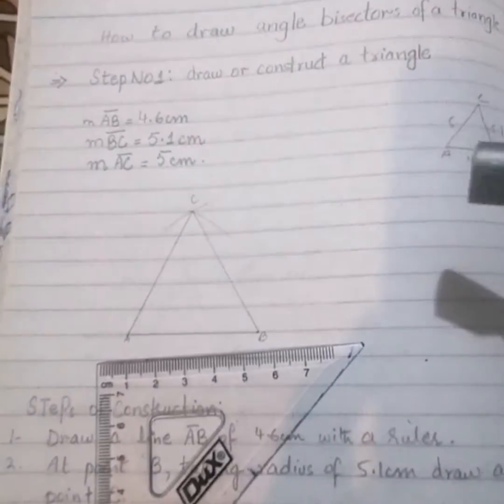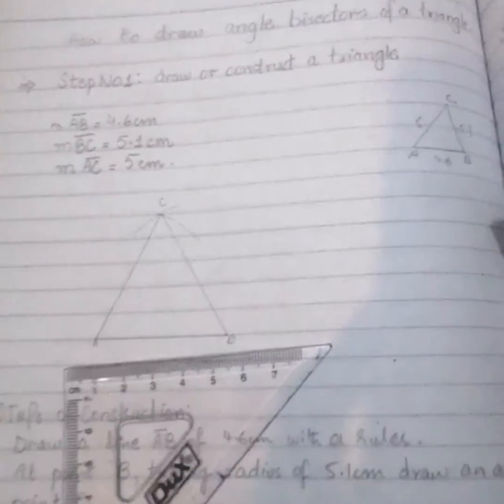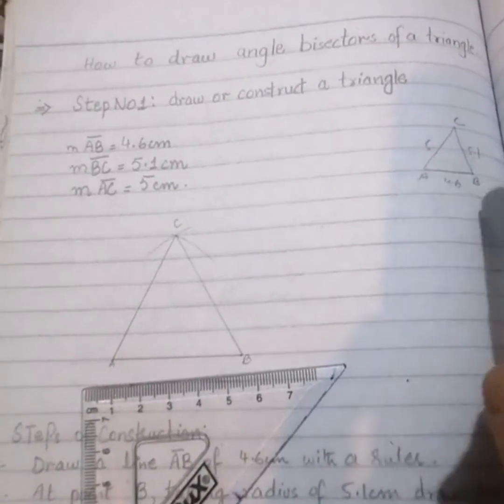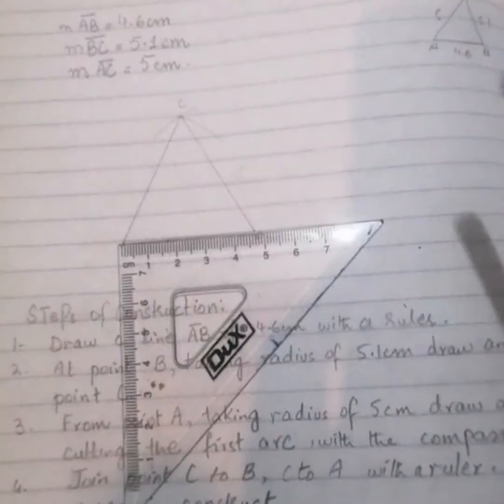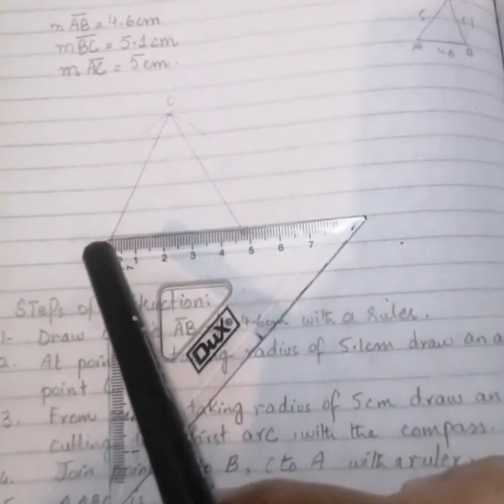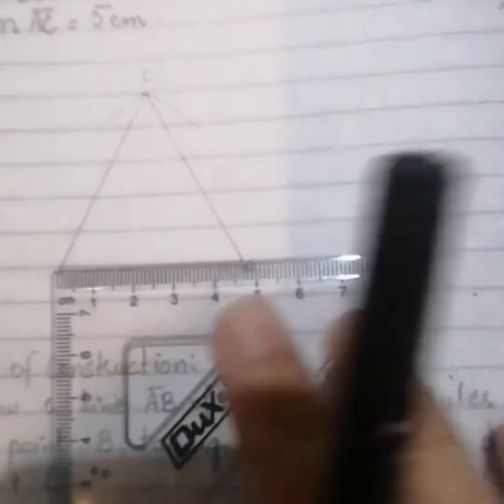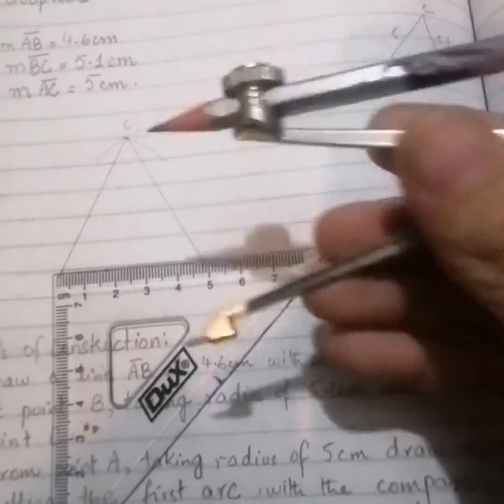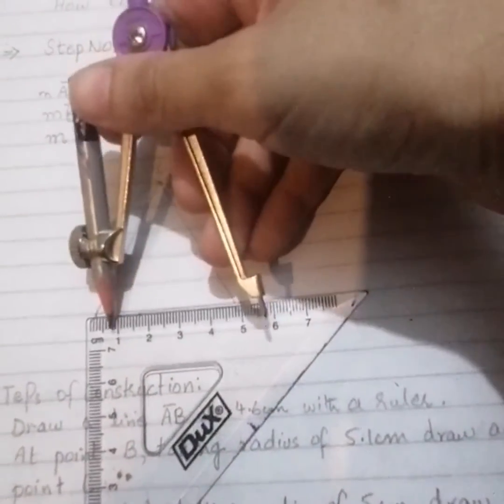Now taking small steps, we will construct this triangle. First we will draw a rough figure so that the measurements are clear to us, that AB is 4.6, BC is 5.1 and AC is 5 centimeter. Now step number 1 is that you will draw a line segment AB of 4.6 centimeter with the help of a ruler. Now from point B, you will take the compass and take the radius of 5 centimeter from the ruler like this.